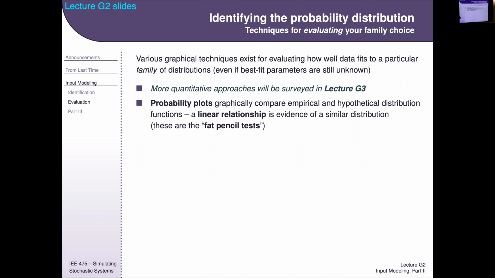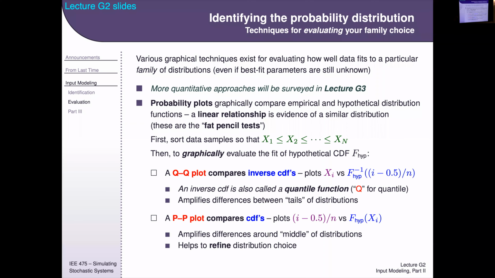And probability plots, which if you've talked about fat pencil tests in any of your other courses, is where these come from. This is a way to very quickly plot your data in a more informative way against one of these hypothetical distributions. And there are two that we worry about: the so-called QQ plot and the PP plot, which are very similar, but you're just plotting the data in a slightly different direction in each one. For both of these plots, your first step is to sort your data, just like you would with a KS test. In fact, these are related to a KS test.